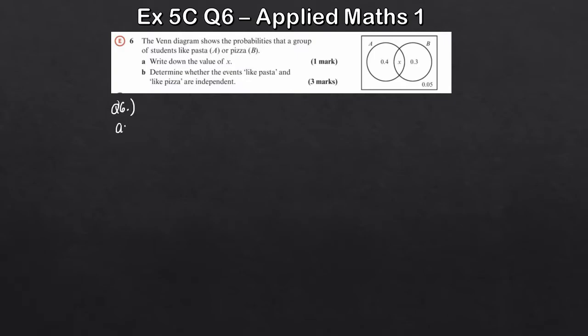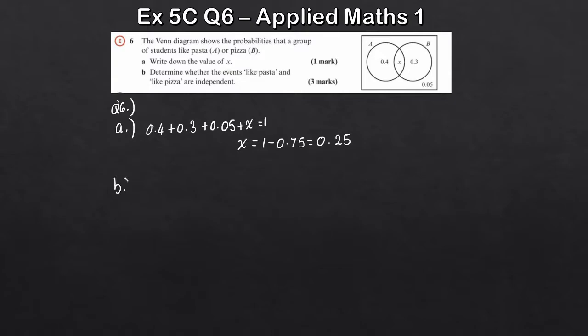asks us to write down the value of x. If you notice, x is the intersection of A and B. So how do we do that? Well, the probabilities must sum to 1. Remember, the total probability of an event is equal to 1. So what we're saying is 0.4 plus 0.3 plus 0.05 plus x is equal to 1. So all we need to do is 1 minus these values. If you add them up, you get 0.75, so x is equal to 1 minus 0.75, which gives us x equals 0.25. Nice and easy to get us started.